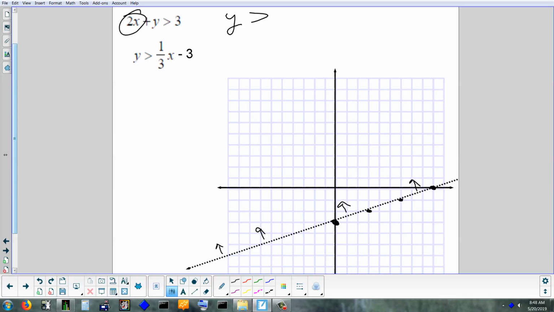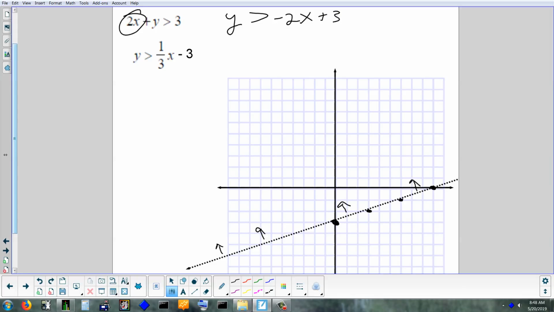So, what's going to happen to the 2x if you subtract it? It's going to become what? Negative. Anything else still on the right? y is greater than negative 2x plus 3. All right. How do I graph that?